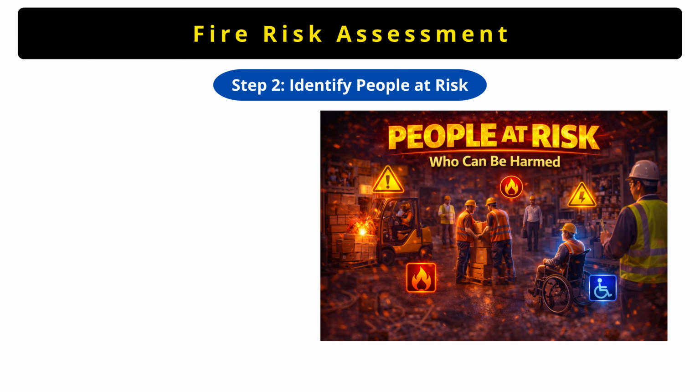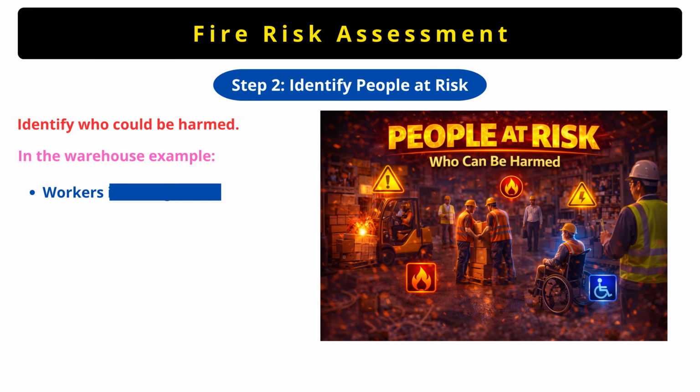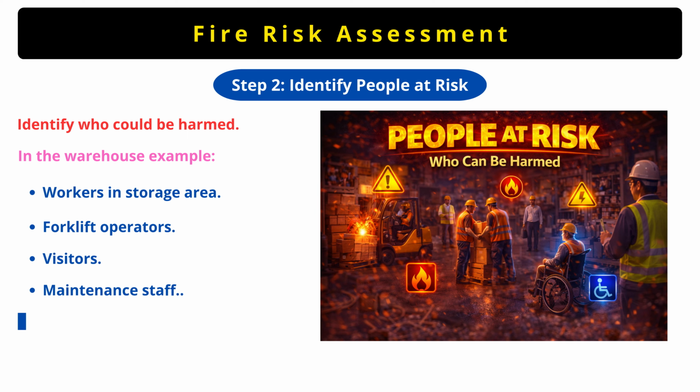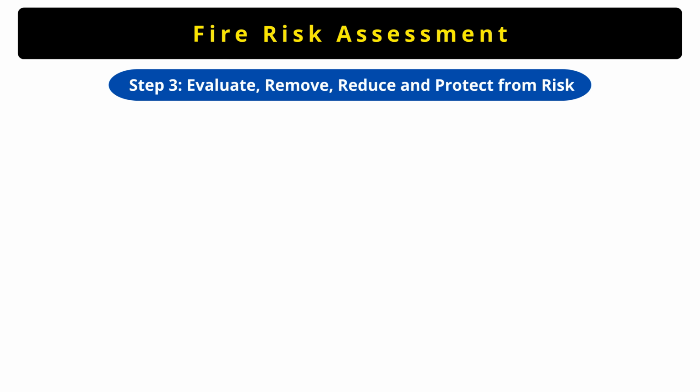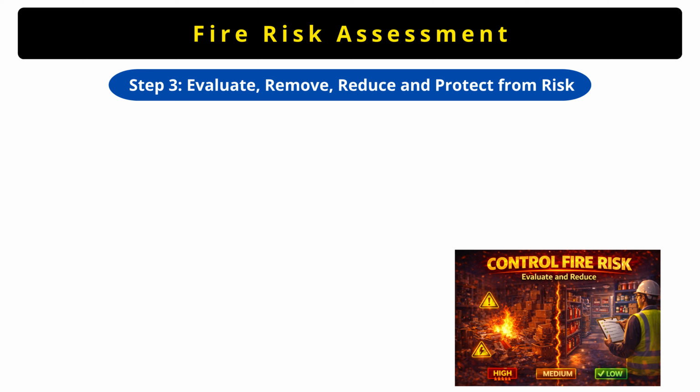The second step is identify people at risk. Now we have taken the example of a warehouse, so we have to find out the people who are at risk in the warehouse. Workers in the storage area, forklift operators, visitors, maintenance staff, contractors, these people are at high risk. And special attention must be given to vulnerable persons also, that is disabled workers, pregnant workers, night shift workers.